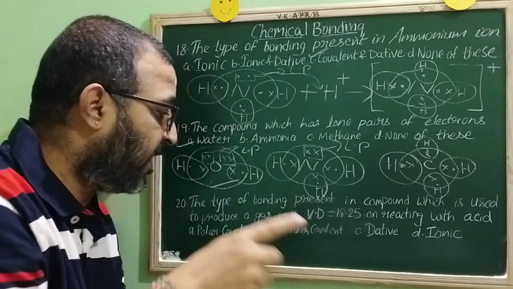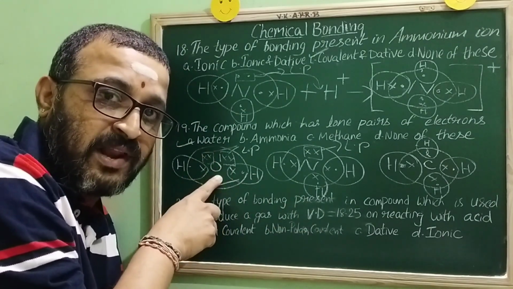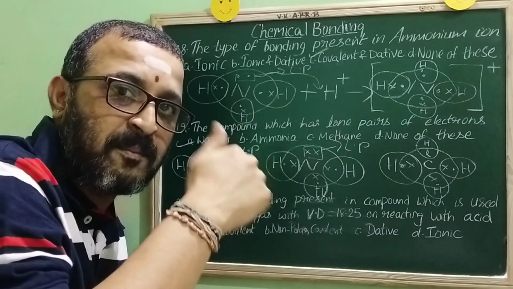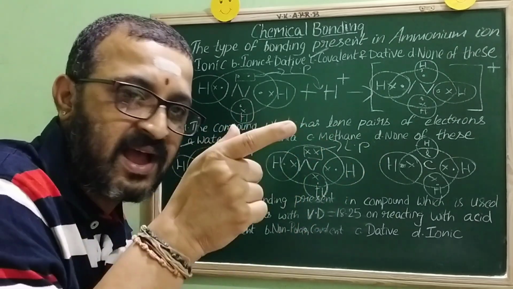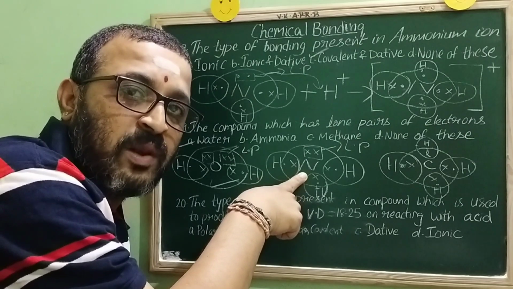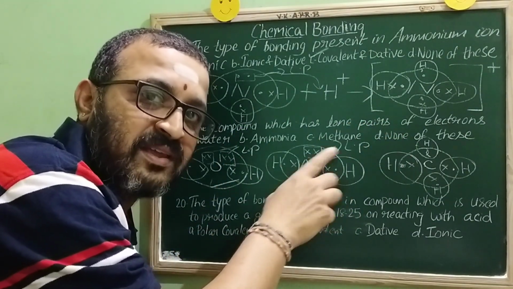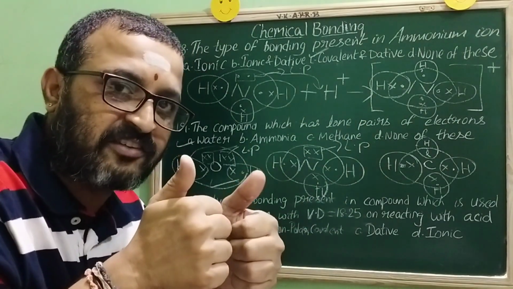Children, one more important thing, because of the presence of lone pair of electrons, water molecule will produce hydronium ion on combining with H plus, which is produced by acid, and ammonia will produce ammonium ion on combining with H plus ion, right? Is it clear, children?